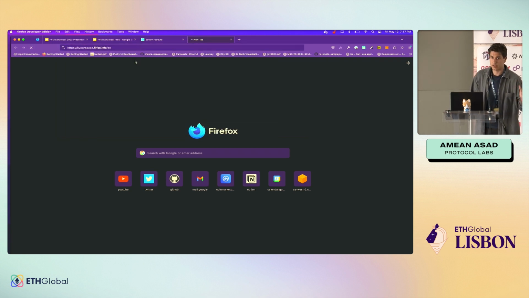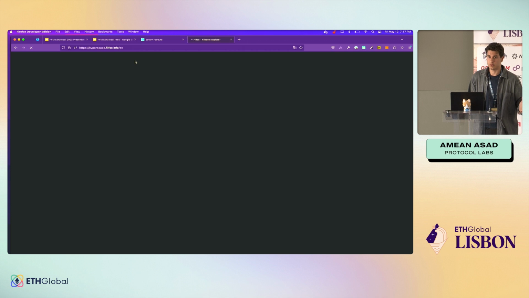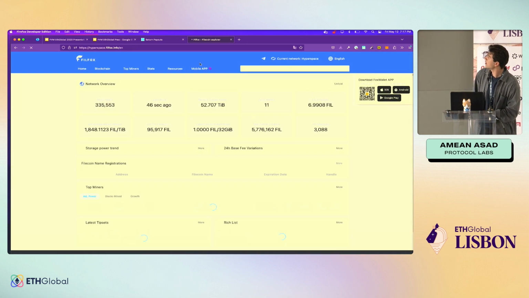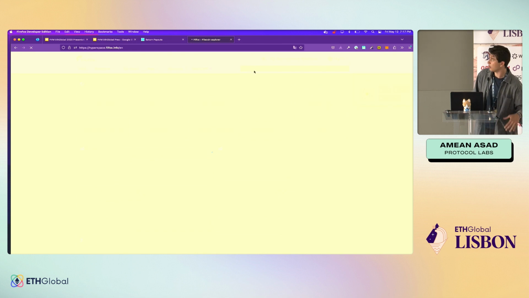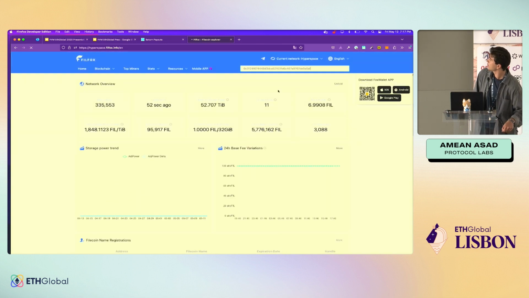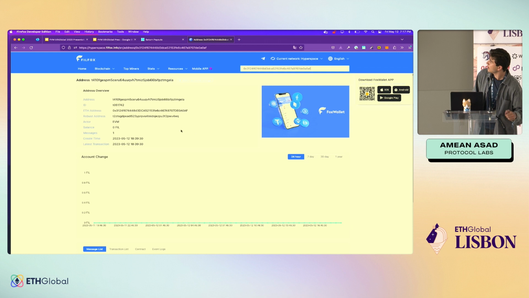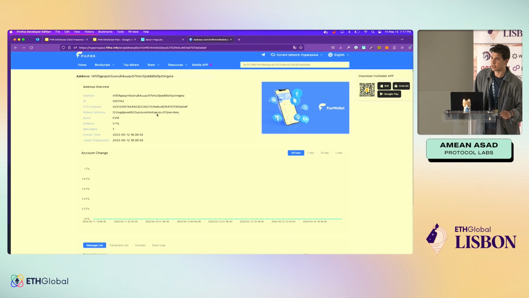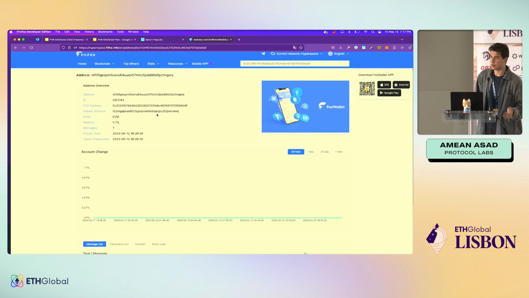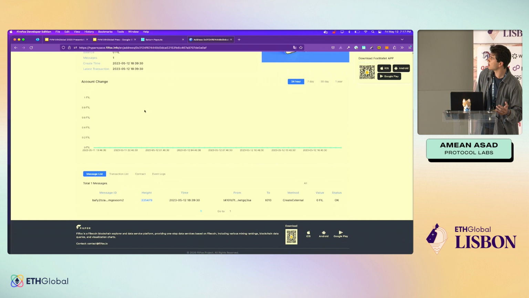Filefox is a Filecoin blockchain explorer that you can use to check out your contracts and all that. And this is the contract that I deployed before the demo. It's essentially exactly the same experience as you would have with an EVM smart contract on Filecoin. It has a Filecoin address, it has an Ethereum address.